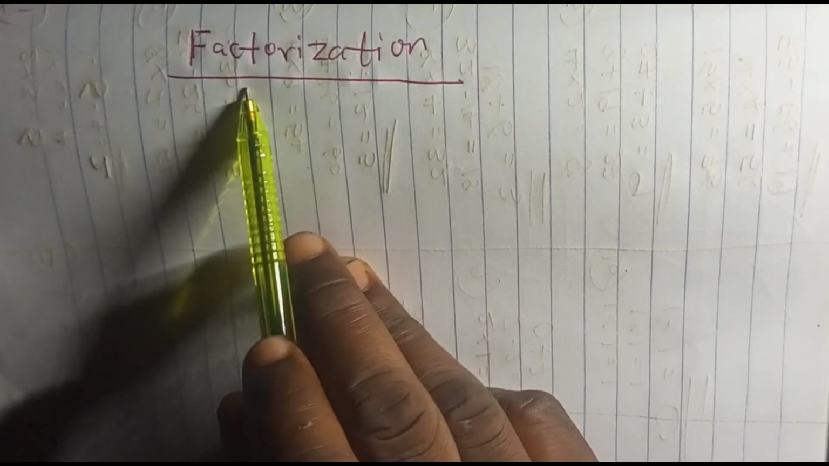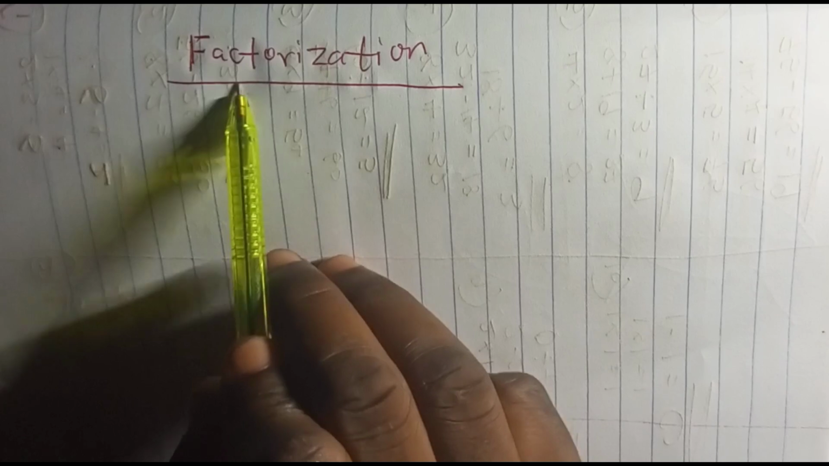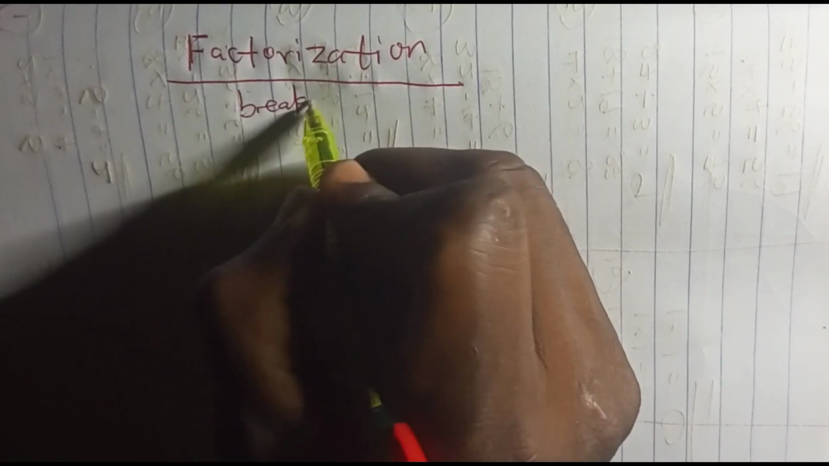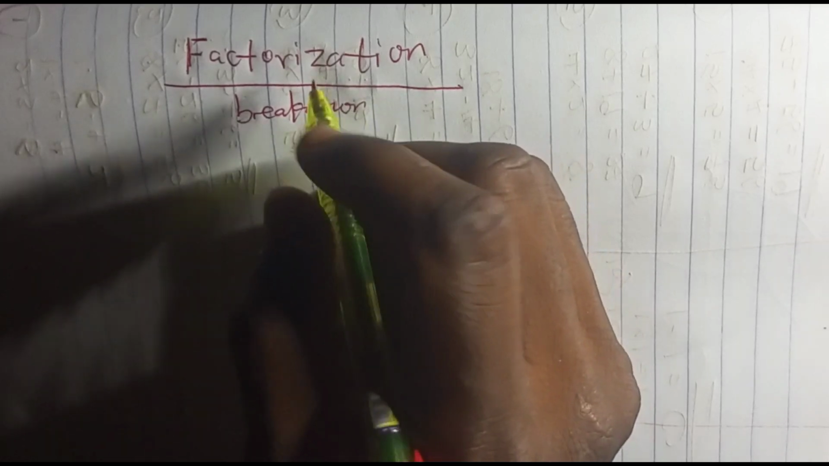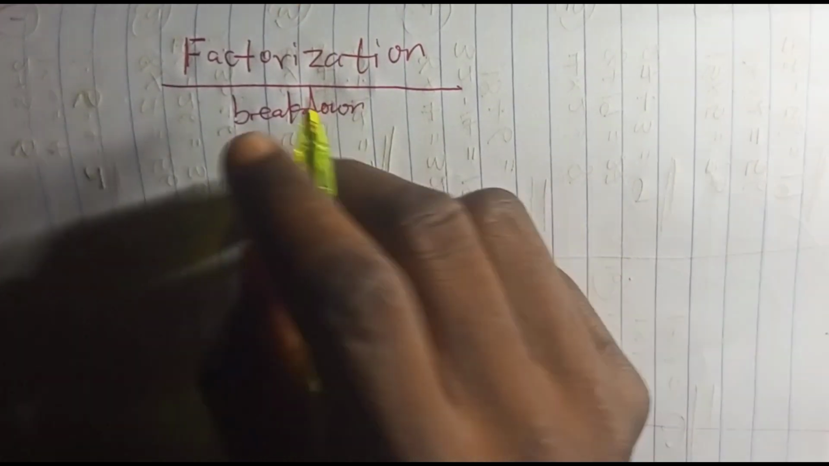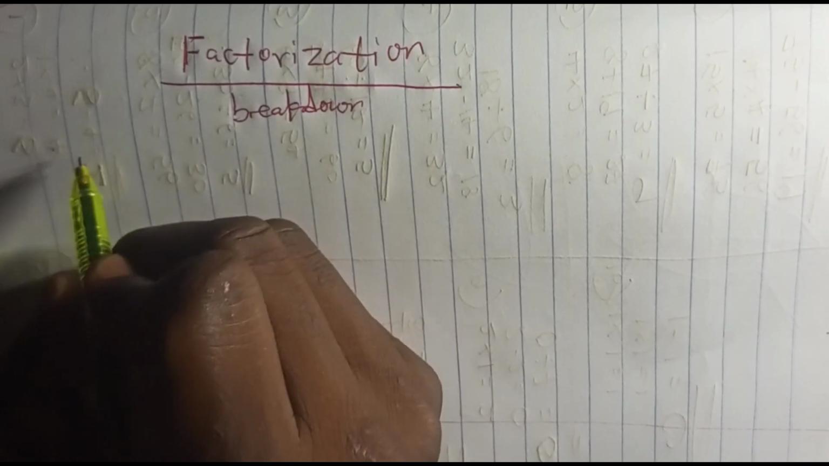So today we'll be talking about factorization. In mathematics, what we mean by factorization is actually breakdown, such as we have denudation as breaking down. That's the way we have factorization in mathematics as breakdown.